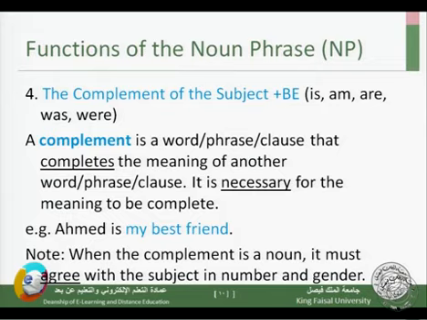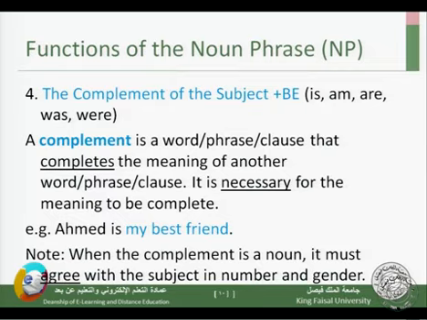The fourth function of the noun phrase is the complement of the subject plus be. As you know, the verb to be consists of is, am, are, was, were. It is realized in the sentence in the form of these verbs. So the verb to be is is, am, are, was, and were, and of course been in the past participle.